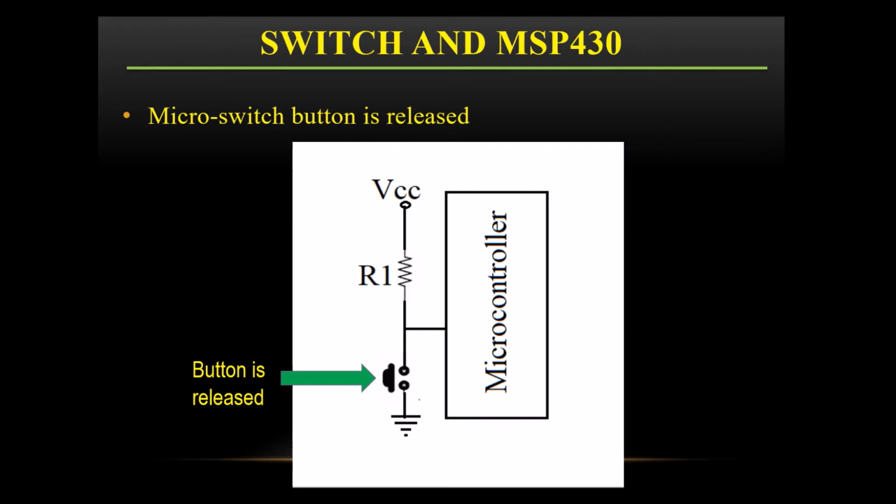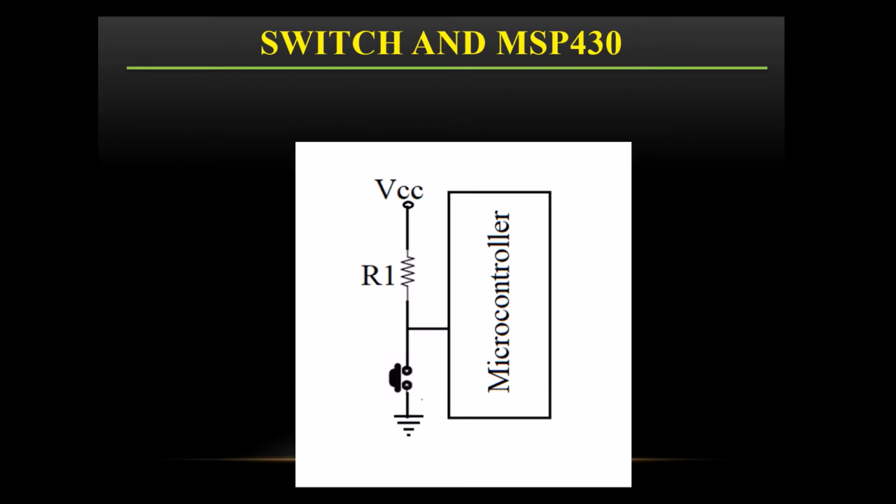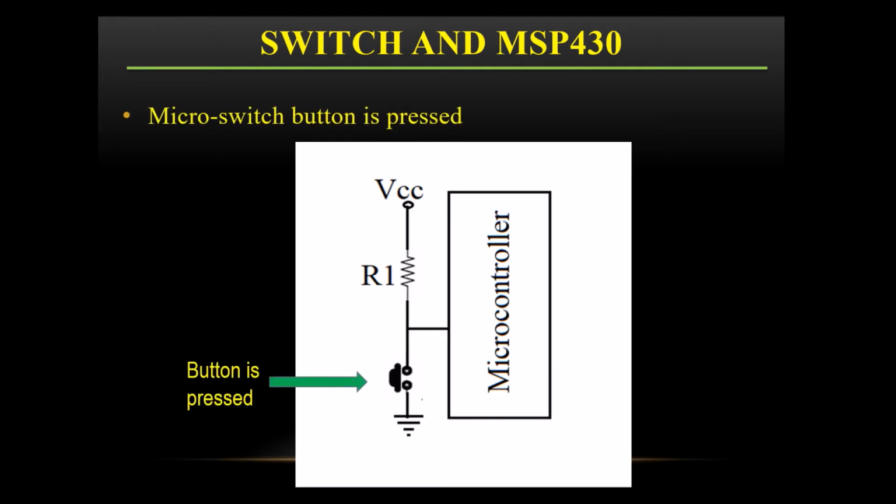If the button is in release condition and the microcontroller reads the information from the pin, then it will be read as logic 1 because VCC is reaching the GPIO pin of the microcontroller. Similarly, if the button is in press condition and the microcontroller reads the information, then it will receive logic 0 because ground is connected to the GPIO pin through the micro switch button.